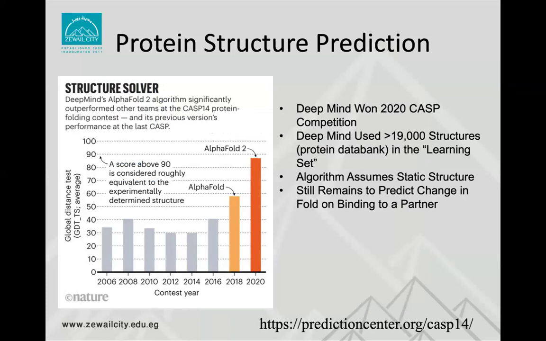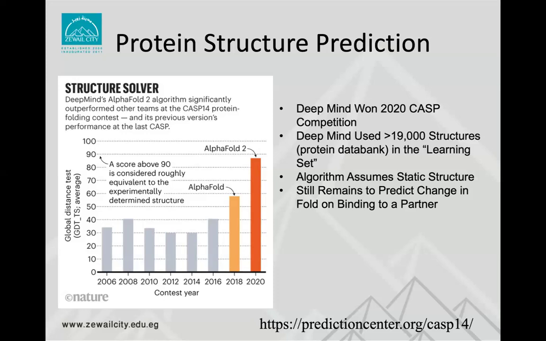accuracy of prediction, it needed a learning set of 19,000 structures in the protein database. Each of those 19,000 structures required a team of at least 3 or 4 people working minimum 2 to 6 years, let's say, with a lot of money to solve those protein structures. So that's something to keep in mind.